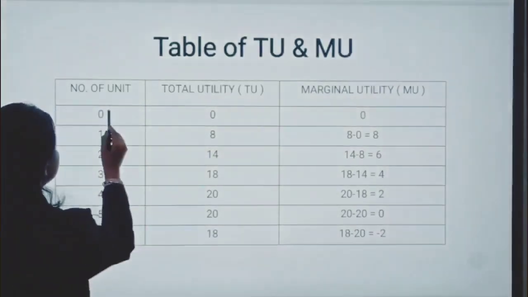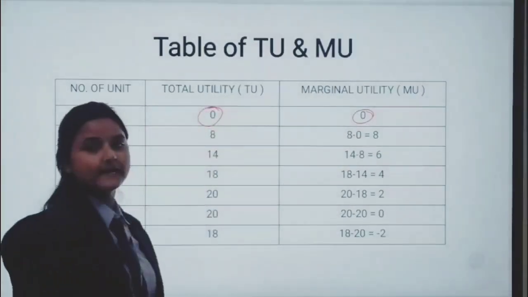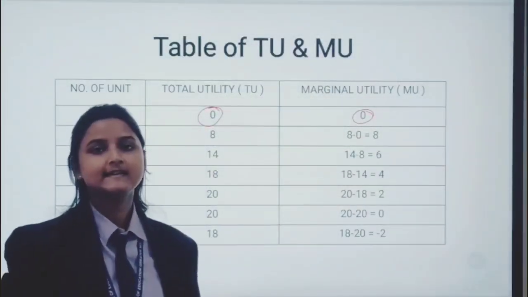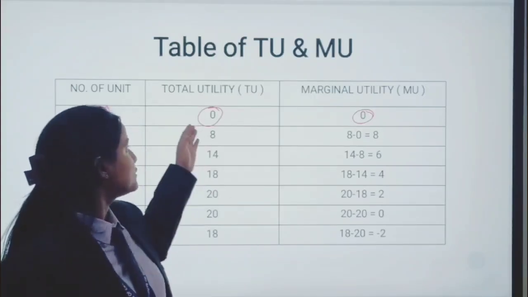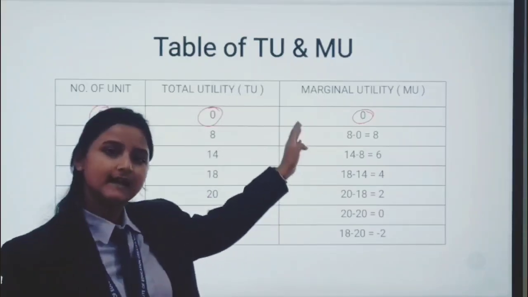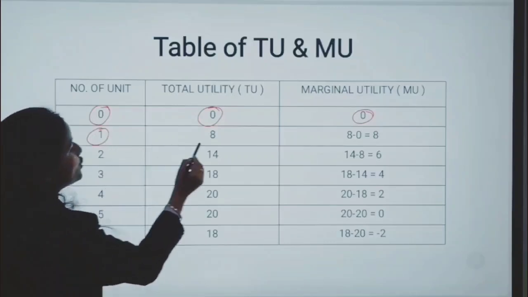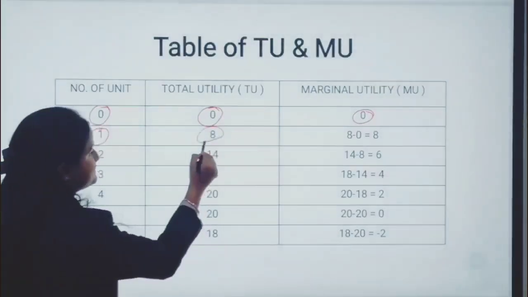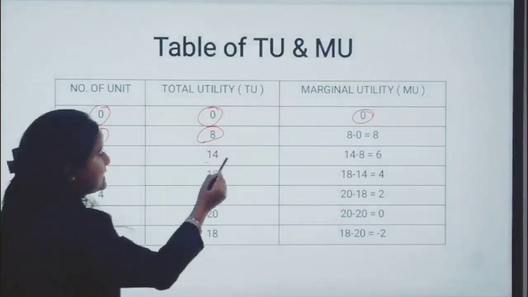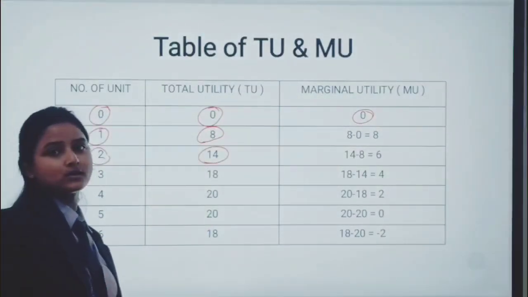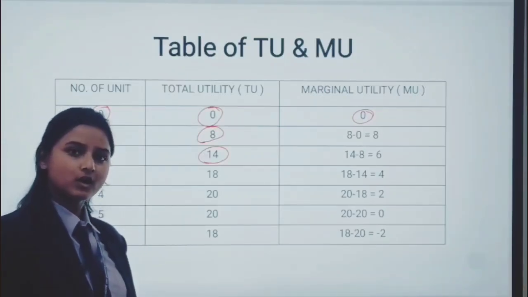So here you can see the number of units is 0, TU is 0 and MU is also 0. It means that if you have not consumed any single unit of a commodity, you will not get any level of satisfaction. So that is why your TU is 0, and that is why MU is also 0. Now when you consume the first unit of a commodity, your total units of satisfaction is 8, and when you consume the second unit, your total units of satisfaction is 14. So this is how TU keeps on increasing when you keep on consuming 1 more additional unit of a commodity.